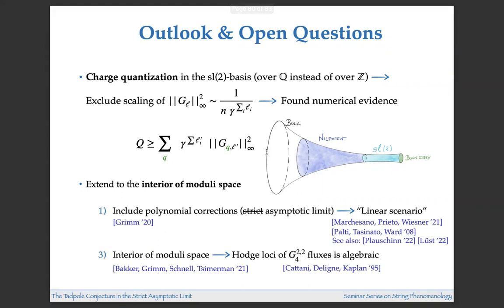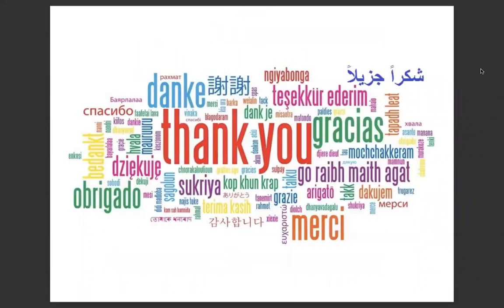And then one could try to go deeper into the bulk. This is a long shot, but there are some interesting results on the algebraicity of the 2,2 Hodge locus for these four-forms that maybe could give some hint. So this is it. Thank you very much.